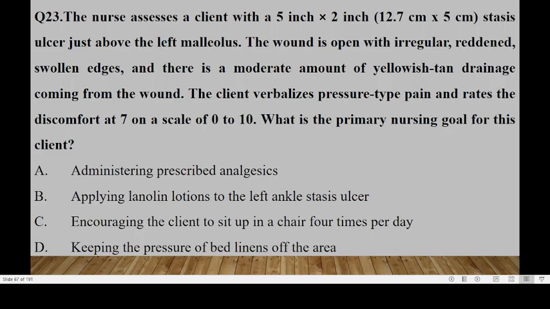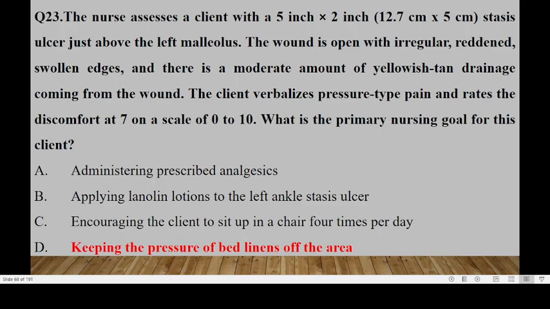The nurse assesses a client with a 5-inch by 2-inch stasis ulcer just above the left malleolus. The wound is open with irregular, reddened, swollen edges, and there is a moderate amount of yellowish tan drainage coming from the wound. The client verbalizes pressure type pain, and rates the discomfort at 7 on a scale of 0 to 10. What is the primary nursing goal for this client?